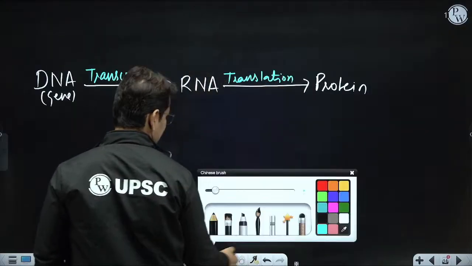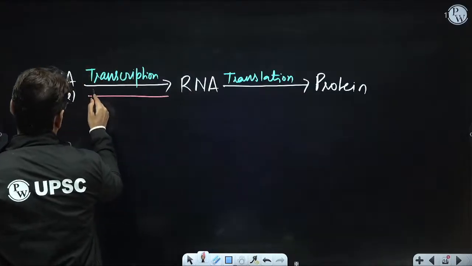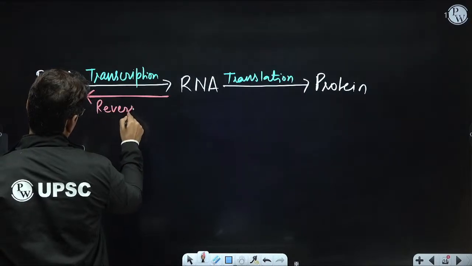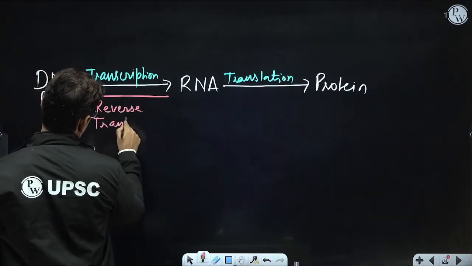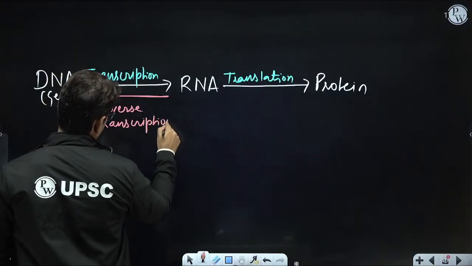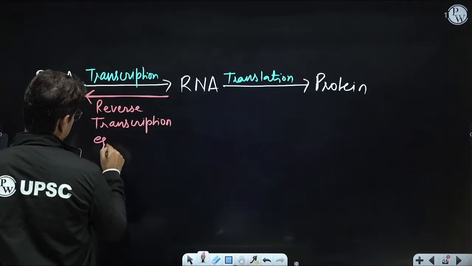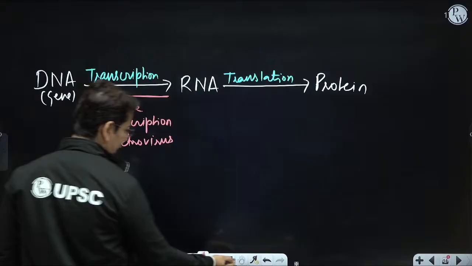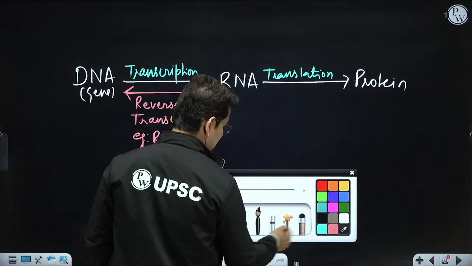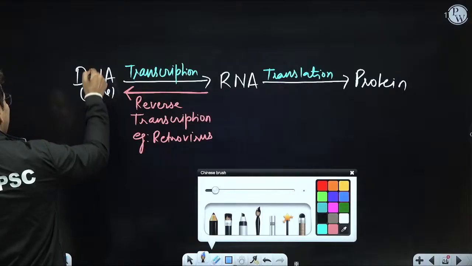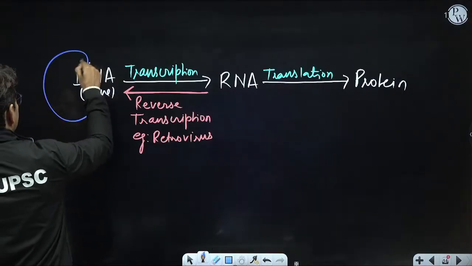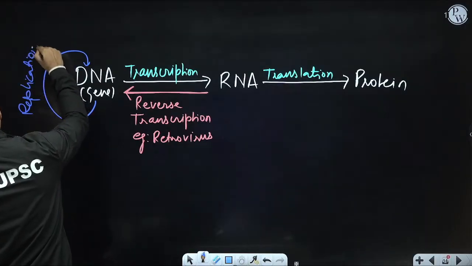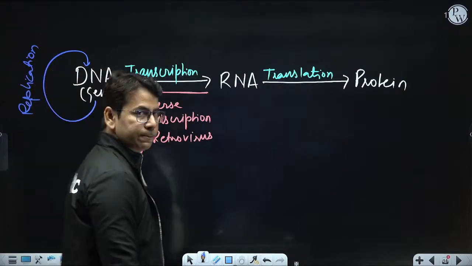Sometime what can happen? RNA can make DNA, and when RNA is making DNA, that is called reverse transcription. An example of reverse transcription is retrovirus. Only in retrovirus can it happen. And there is one more thing, that sometimes DNA can make its own copy. That is called replication. Only when the cell is going to divide.